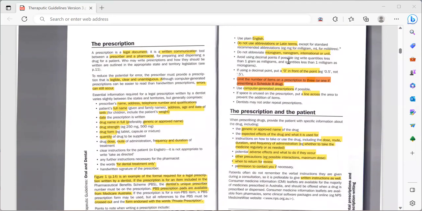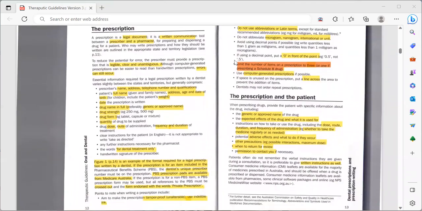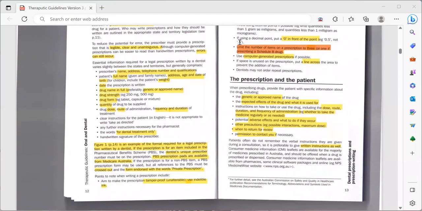Avoid using decimal points if possible. If you write quantities less than 1 gram, do not put 0.1 gram or point something. Just try writing less than 1 gram as milligrams. If using a decimal point, always put a zero before it, so it is more highlighted. And limit the number of items on a prescription to 3. When you are prescribing other drugs, on one prescription you can prescribe 3 drugs.